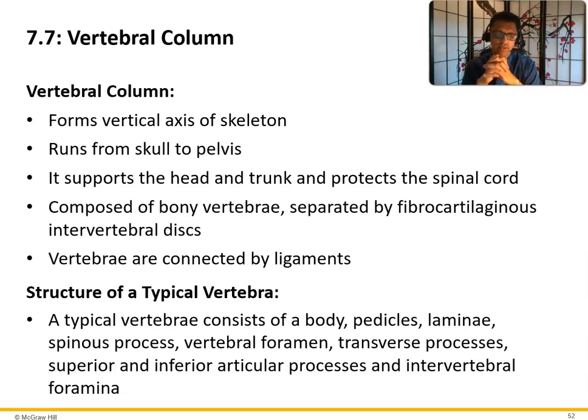Structure of a typical vertebrae. A typical vertebrae consists of a body, pedicles, laminae, spinous process, vertebral foramen, transverse processes, superior and inferior articular processes, and the intervertebral foramina.